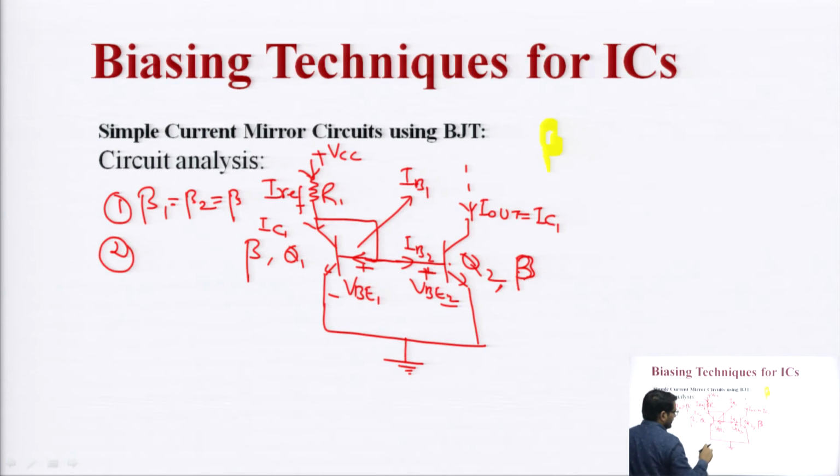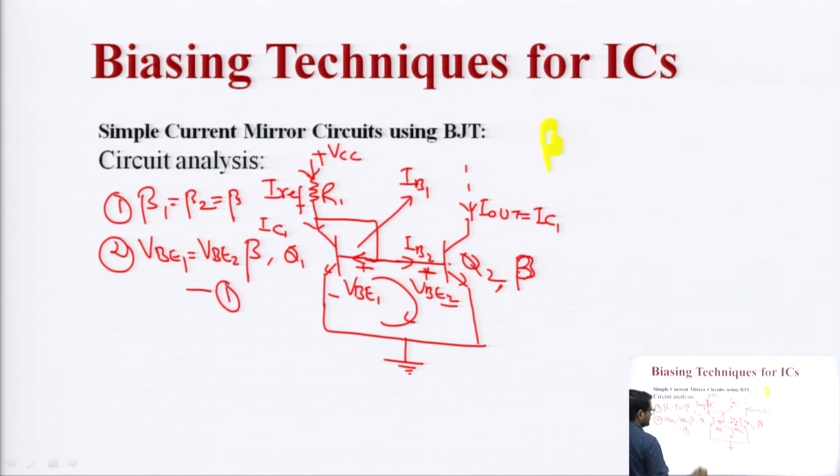And the second condition we see from the circuit: VB1 is equal to VB2. If you apply KVL in this inner loop, then VB1 equals VB2. This we consider as our equation 1. Now, if both transistors are identical, it means they have the same saturation current in reverse bias.